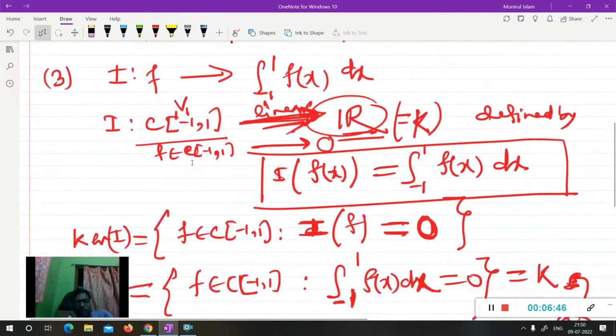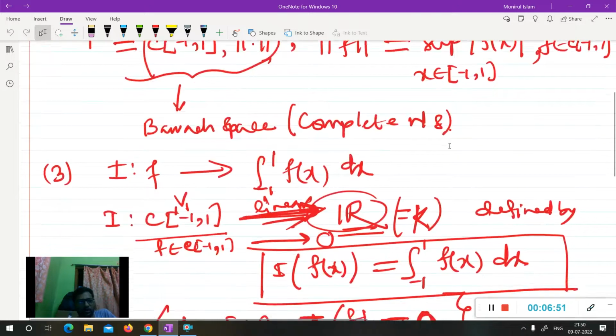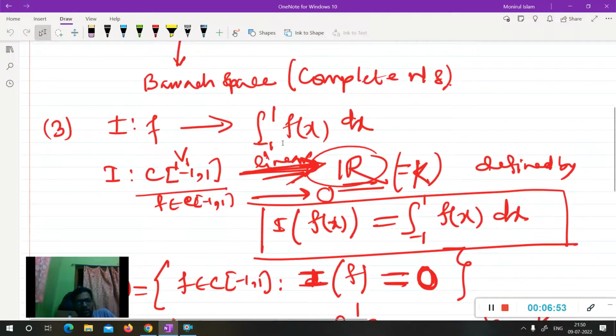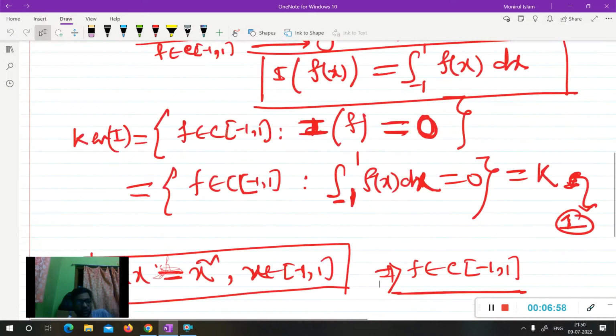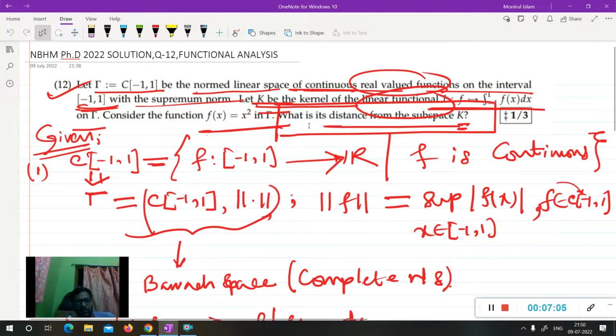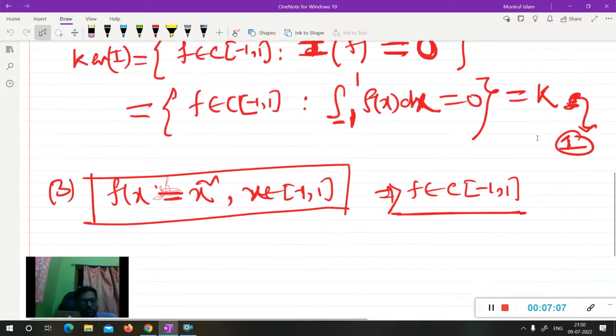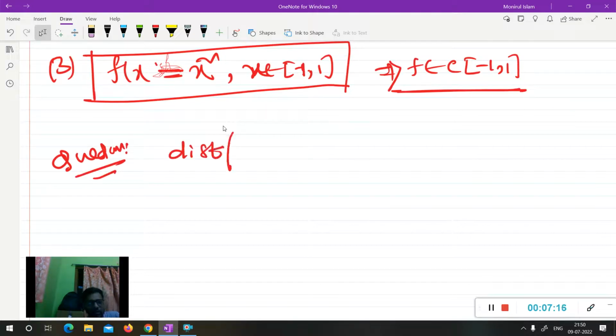So you understand what is given: C of minus 1 comma 1 with the supremum norm is a normed space. Further, a functional is given that sends F to the integral from minus 1 to 1 of F, and the kernel of the functional is K. Now it is asking to find the distance from F to this kernel. So the question is, find the distance.